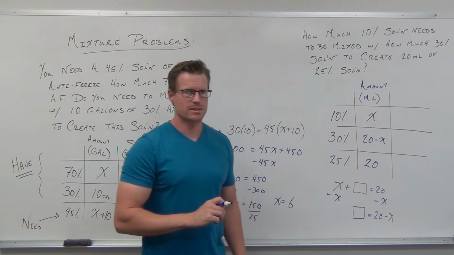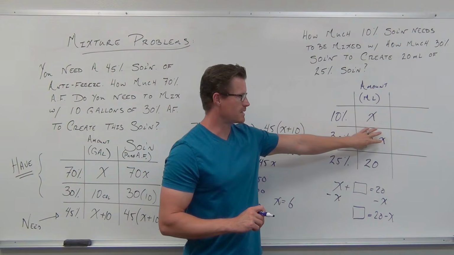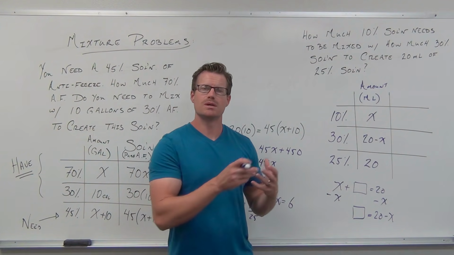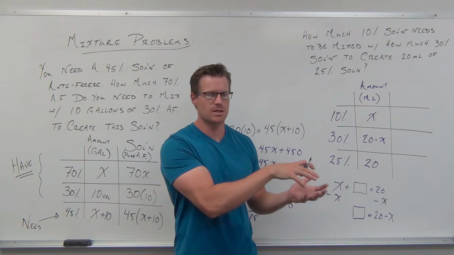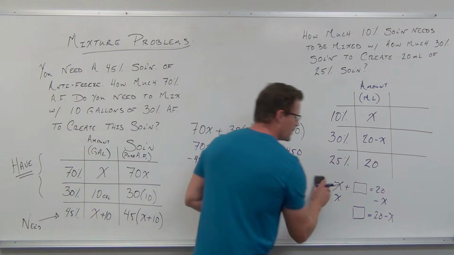That's got to be 20 minus x. If these two pieces must add to 20, then this blank space has to be 20 minus what you're using up for the 10. Realistic because you're actually adding to a given amount. That's most of the time how mixture problems work. So, does it actually work?